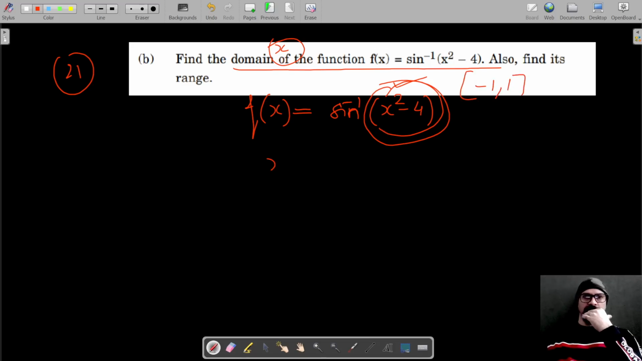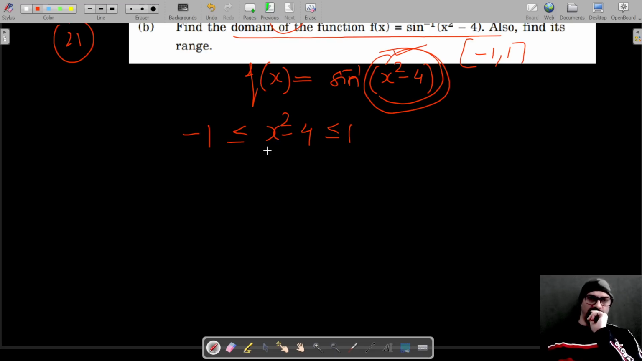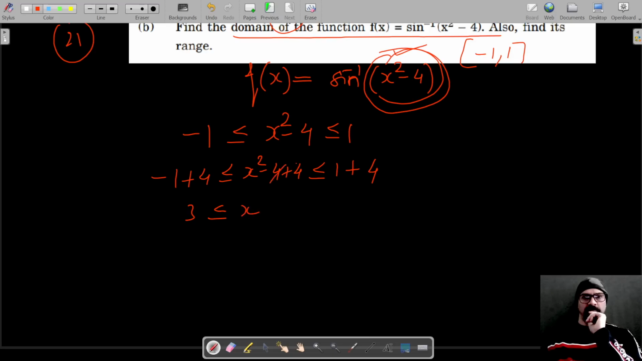So that means x square minus 4 is always greater than or equal to minus 1 but less than or equal to 1. So let's try to find the value of x from here. Let me add 4 to every term, and this gives me 3 is less than or equal to x square, which is less than or equal to 5.